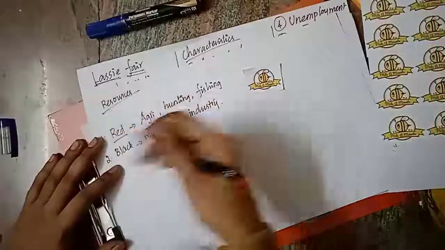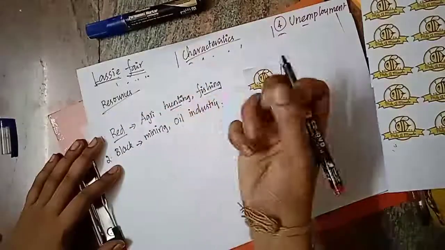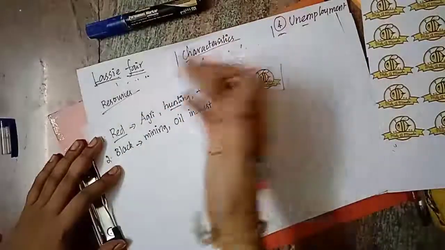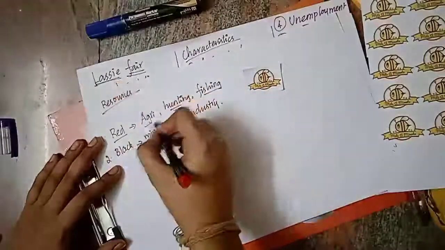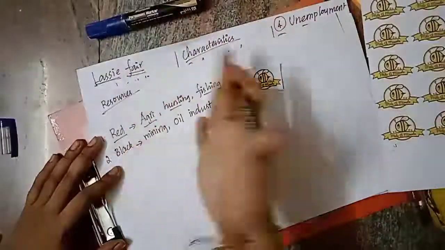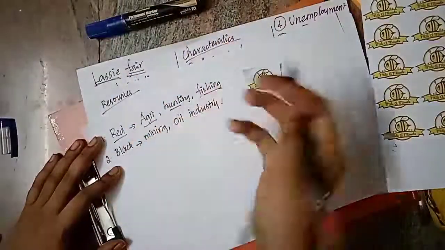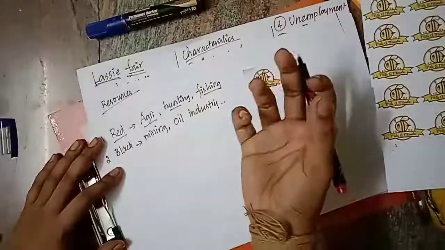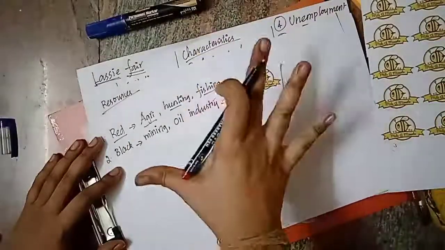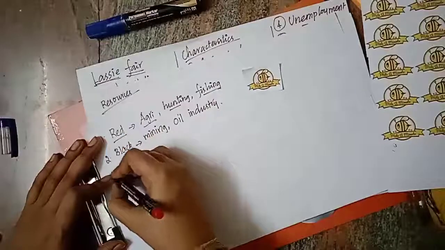Just so you can remember red: for fishing and hunting, it will produce blood, right? So by that you can remember red. For agri, remember red soil. For black, mining, coal is obtained from mining, right? So coal is in black color. So remember it as black.